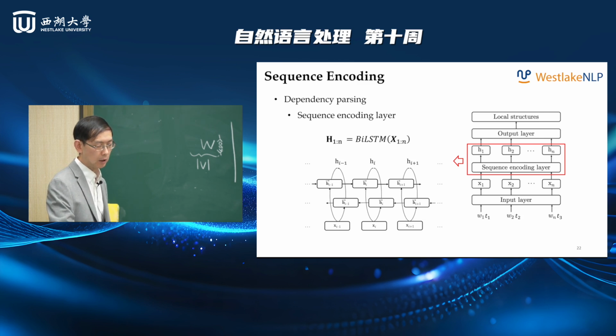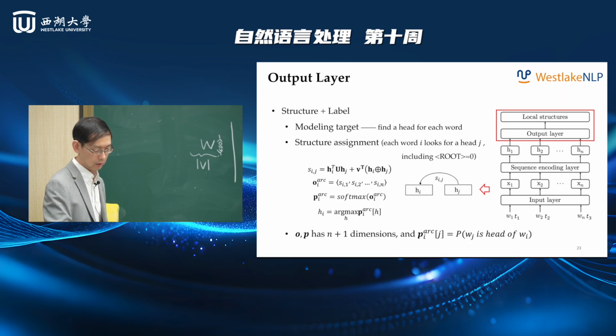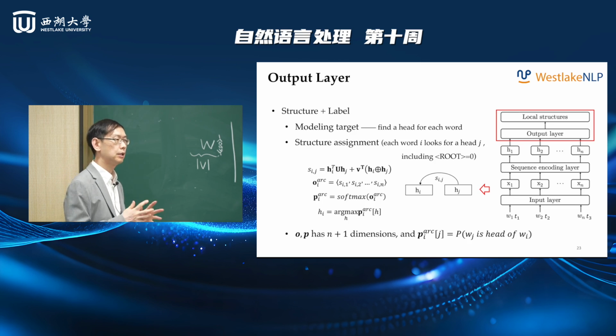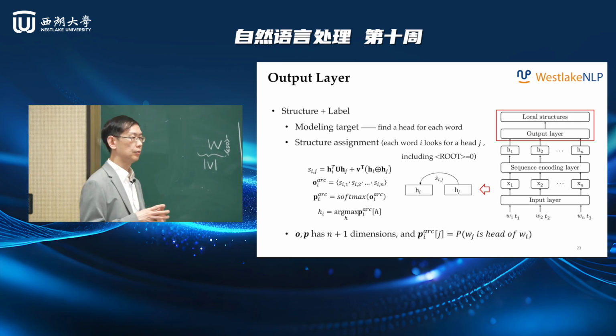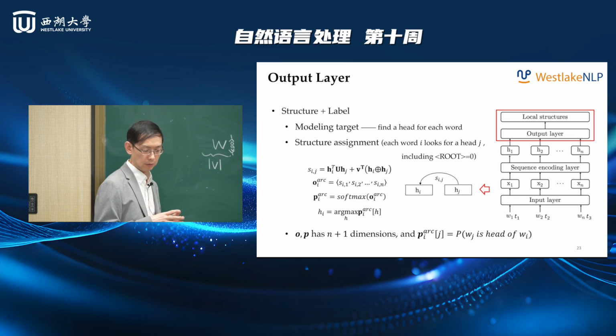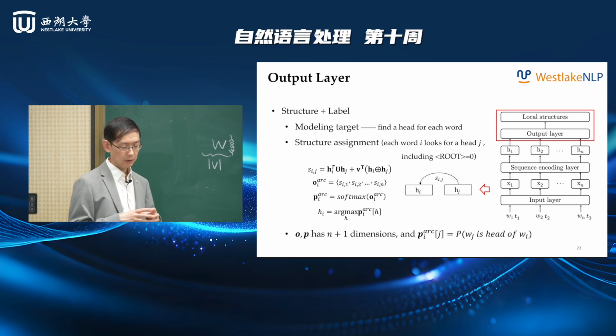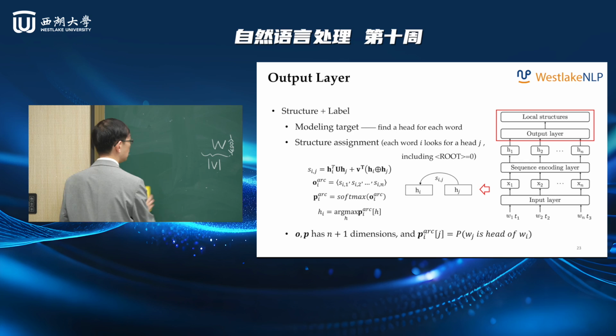And we can stack multiple layers of BiLSTM. And now we are at the output layer, which must be different from the classifier and sequence labeler, because now we're talking about predicting a set of labels. How do we do that? Maybe let me draw it.